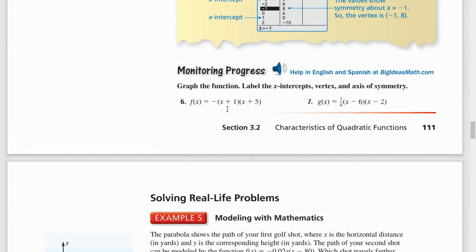Like here, this one would cross at -1 and at -5. So I'd find the midpoint between -1 and -5, and that would be the x value of the vertex. This one here would cross at 6 and cross at 2, so I'd add 6 and 2, which is 8, half of that is 4. And so it would be 4 comma something. To find the something, plug in the 4 here, and you'll have your vertex.